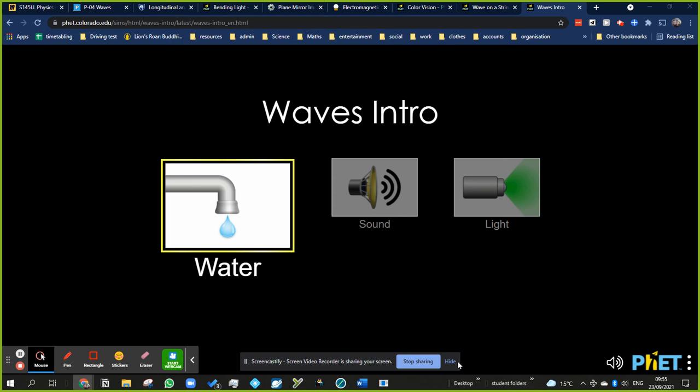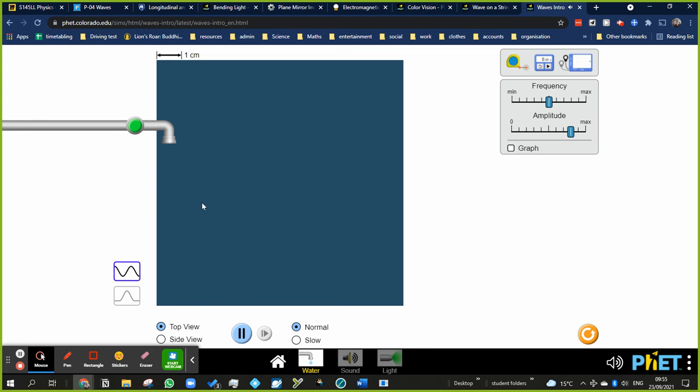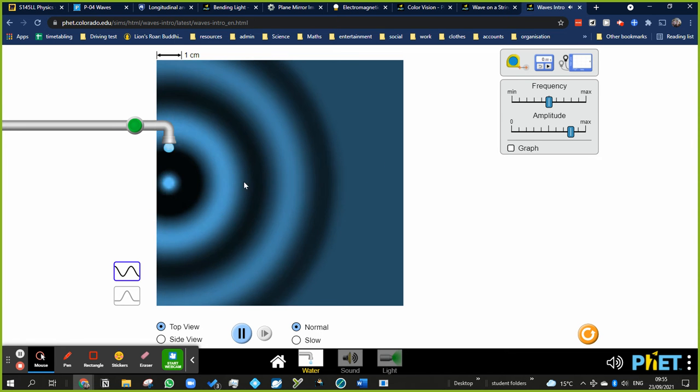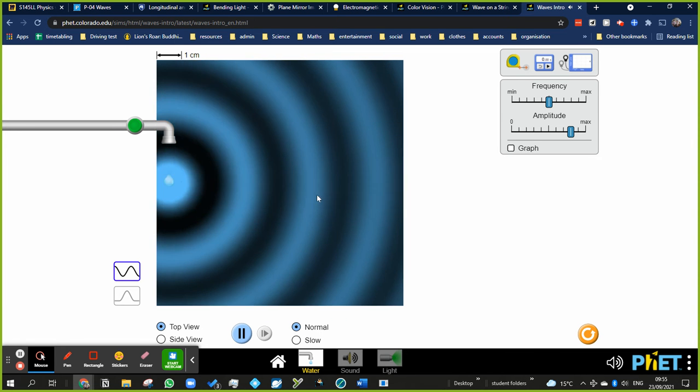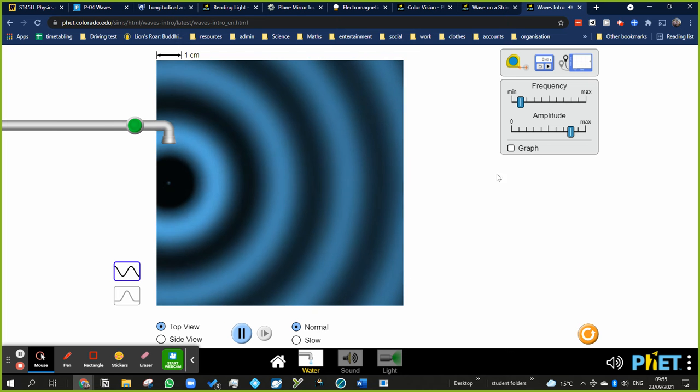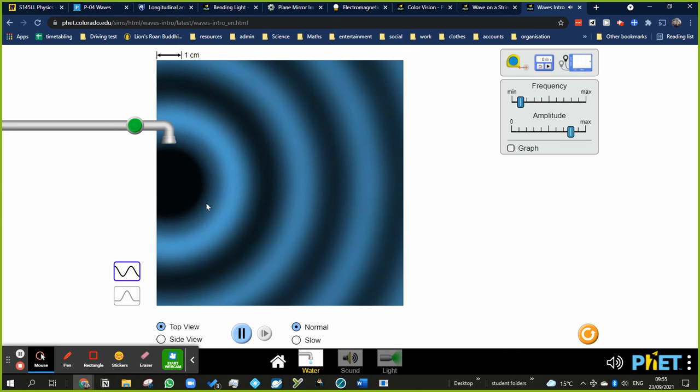So this next simulation is looking at different types of waves. We looked at a wave on a string, which I think is the best one to teach types of waves, although this one's called Waves Intro. I think the first one is better. So now we can see a wave from above, and you can change the frequency by turning that down, and now you can see it happens slightly less often.